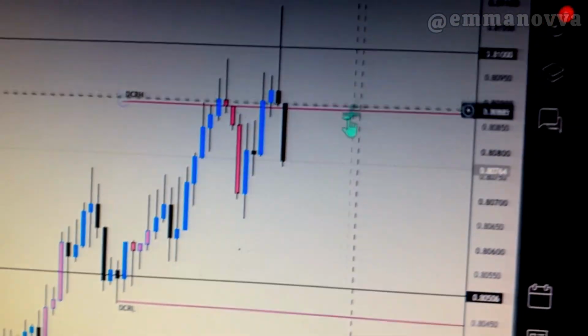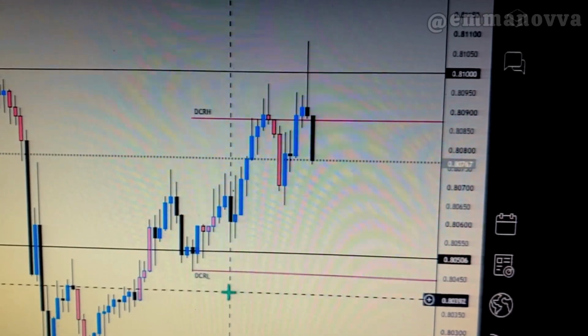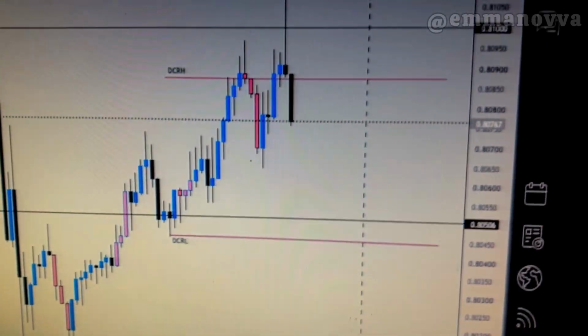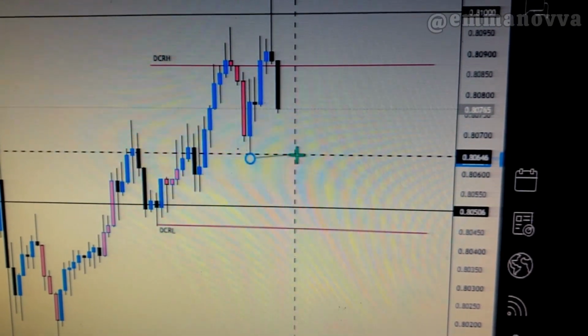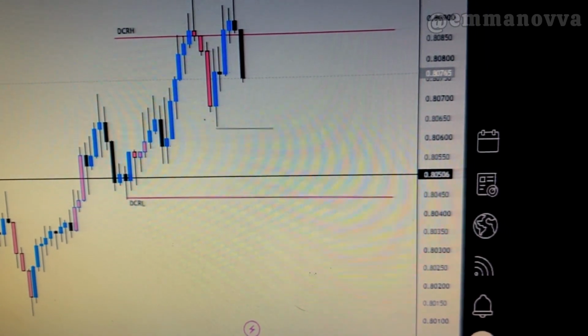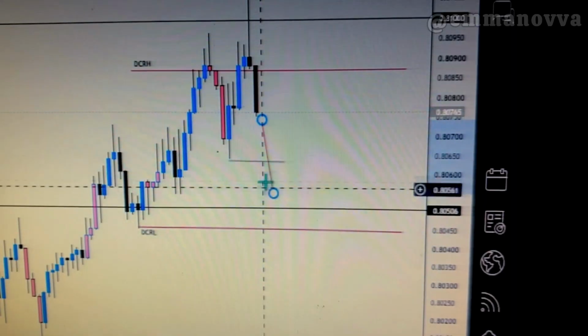Okay, on USD CHF, this is what I'm looking at. Okay, this is the previous day high and the previous day low. So price has taken the liquidity of the previous day high. So what I'm basically looking for on this one too is price to break this low here, give me a market structure shift, something like this. Price breaks to the downside.